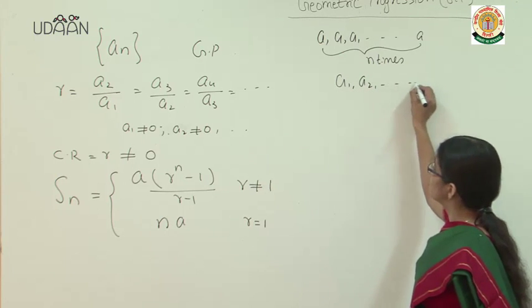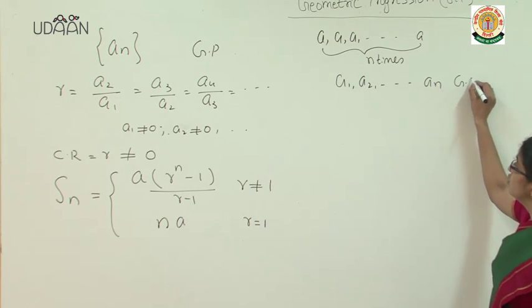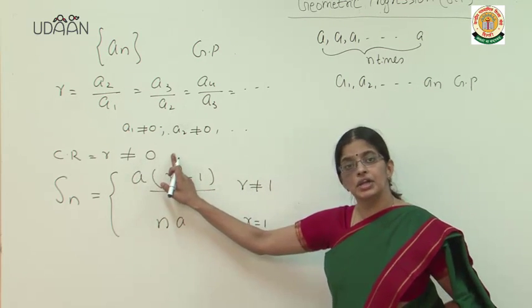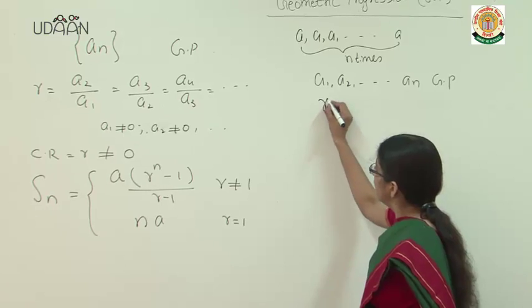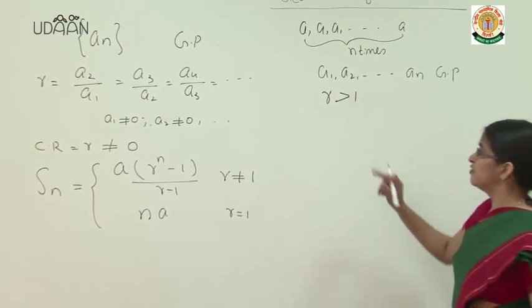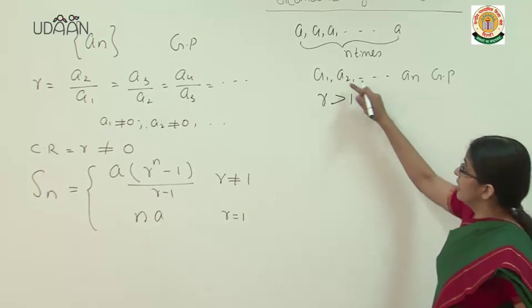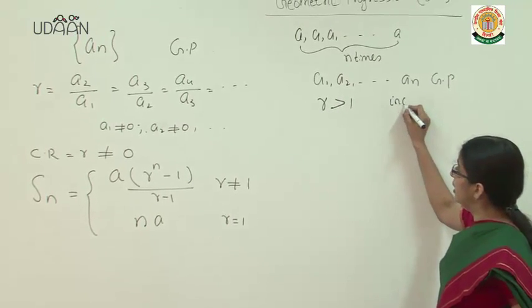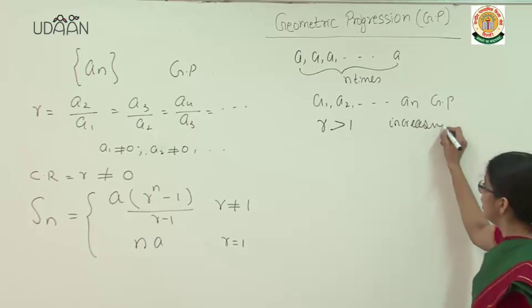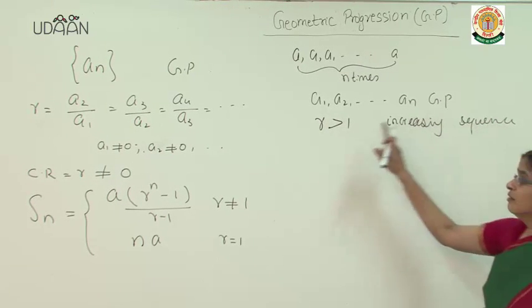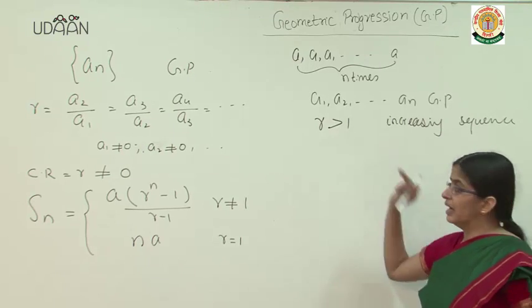a1, a2, etc., a_n is a geometric progression. We have seen that the common ratio is not equal to 0. What happens to the sequence if the common ratio r is greater than 1? If the common ratio r is greater than 1, this sequence will be an increasing sequence. Increasing sequence when the common ratio r is greater than 1.